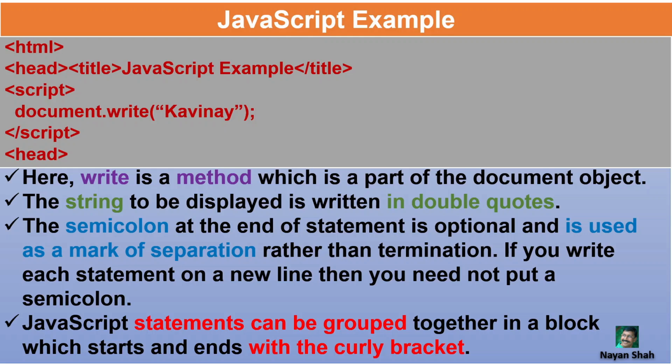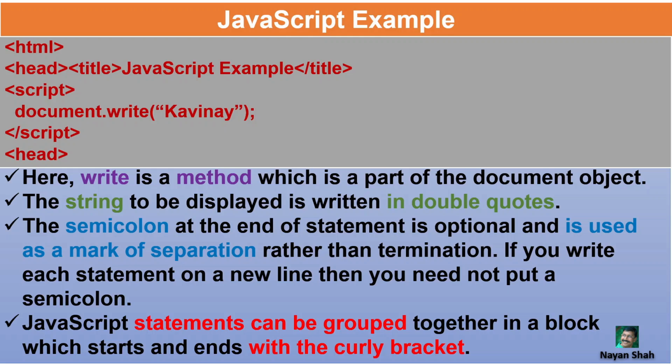In almost every programming language the concept is the same, that a string is always written within double inverted commas. The semicolon which you see at the end of the statement is optional. It is totally optional to put a semicolon, because the use of semicolon is to indicate a mark of separation. It is not indicating a mark of termination.